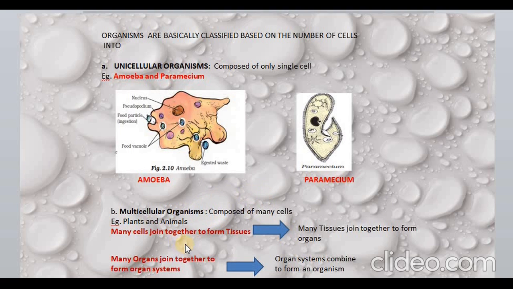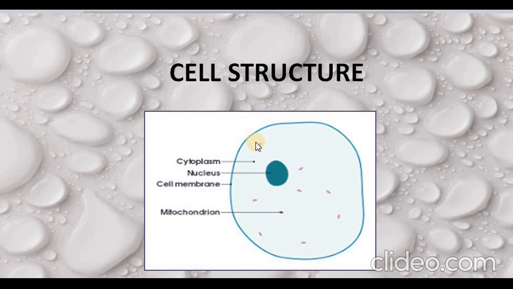So these cells combine together to form tissues, and tissues combine together to form organs. Organs combine together to form organ systems. Many organ systems combine together to form an organism. Now let's see what the cell structure looks like.